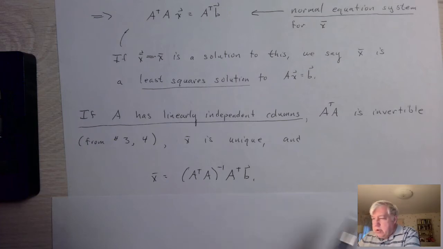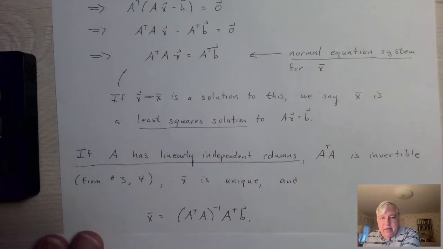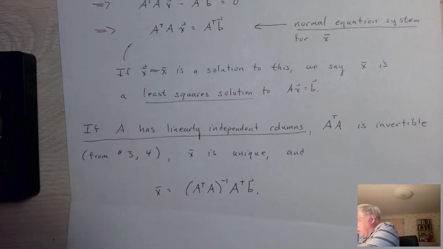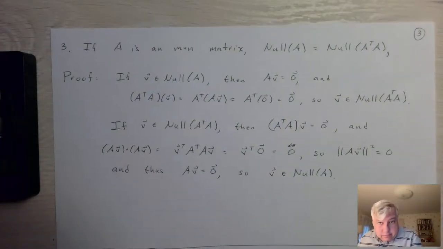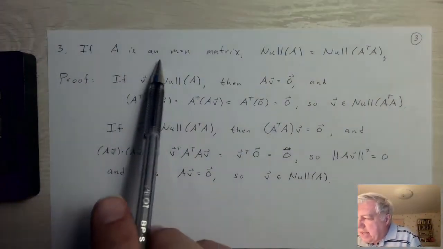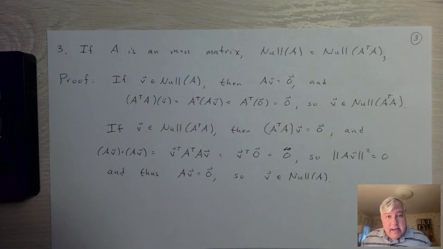Now, why are we guaranteed that A transpose A is invertible if we have linearly independent columns? That's what number 3 is about. First we're going to show that if A is an m by n matrix, then the null space of A is equal to the null space of A transpose A. Notice that we don't need A to be a square matrix anymore. Why is this true?